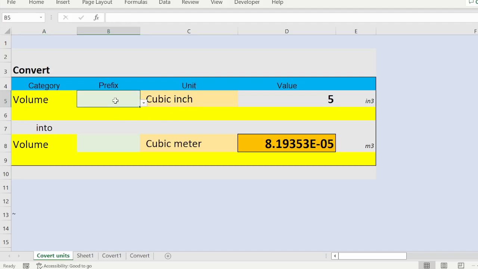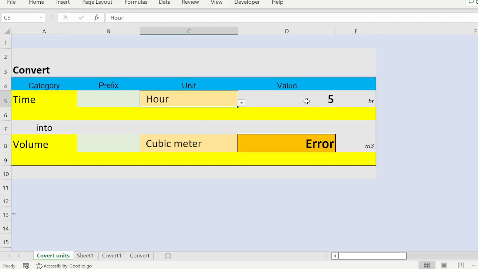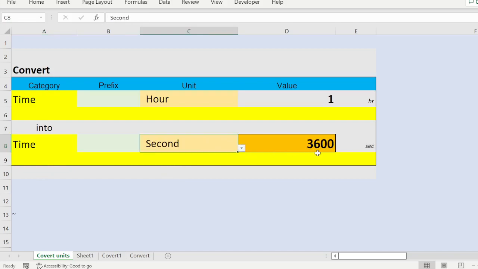Now I want you to understand the prefix. What is a prefix? For example, I have time. In that time I have hour. I have 1 hour. In the same time, 1 hour is how many seconds? Okay, 3600 seconds. But at the same time, another prefix is also available, where I want seconds but I also want that to be considered as milliseconds, how many milliseconds. So this one is a prefix.